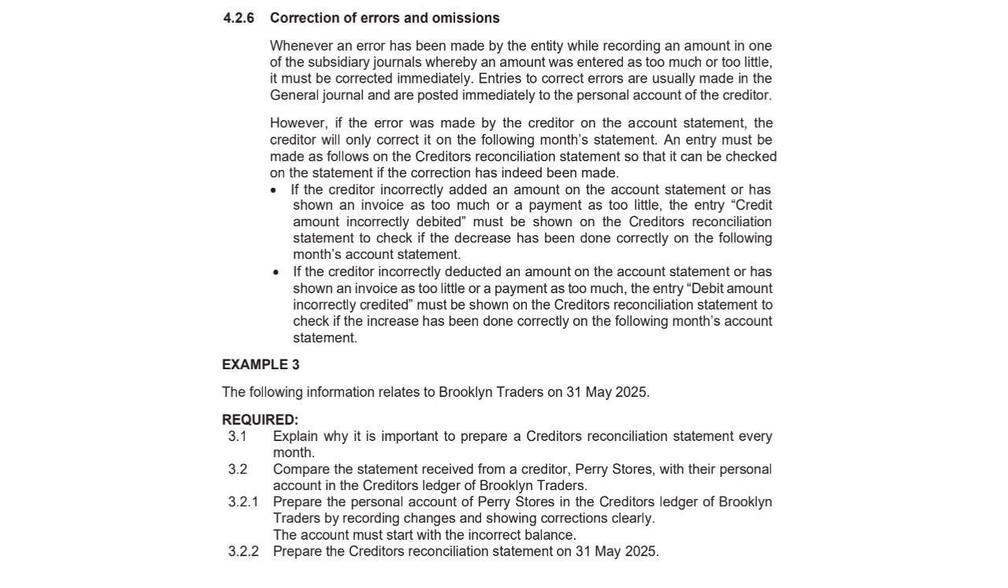If the creditor incorrectly deducted an amount on the account statement or shown an invoice as too little or a payment as too much, the entry debit amount incorrectly credited must be shown on the creditor's reconciliation statement to check if the increase has been done correctly on the following month's account statement.